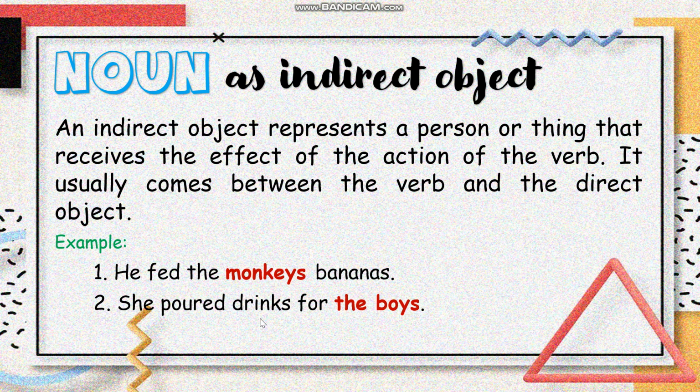In Filipino, you will be asking, para kanino yung pinuhos niyang drinks? It's for the boys. Just like in the first example, para kanino yung mga banana? It's for the monkey. You're just answering that question. Who will be fed bananas? It's he, diba? For that particular example. But this time, it is in the indirect object.